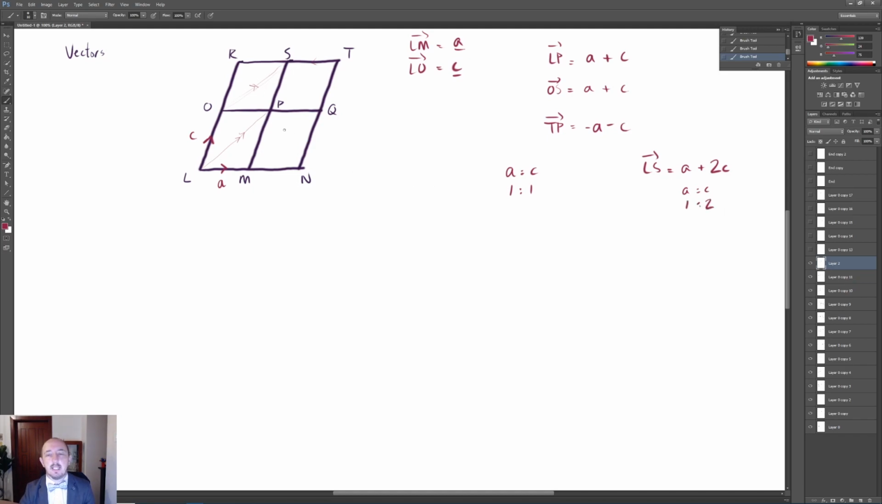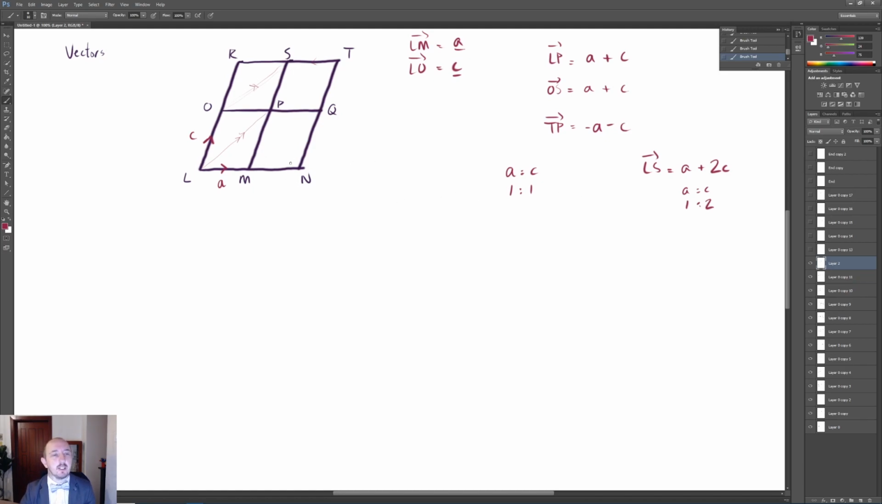So L to S is not a parallel line to the others because the ratios of A's and C's are different. And this is the whole premise around parallel lines, straight lines, all of the proofs by vectors, is understanding that to be parallel and on a straight line, the ratios of the vectors have to be the same.